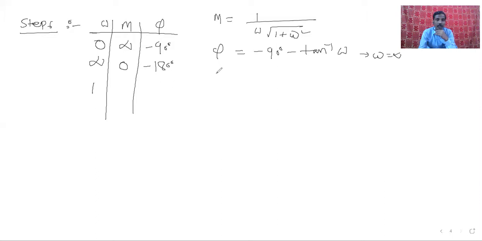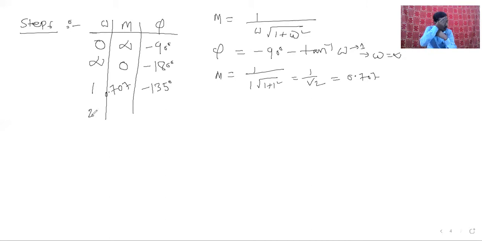Then what is the magnitude? Magnitude M equals 1 by 1 into root over 1 plus 1 square, that means 1 by root 2 equals 0.707. So magnitude equals 0.707. And the angle equals what? For omega equals 1, this is 45 degree, minus 90 degree, minus 135 degree. Minus 135 degree.